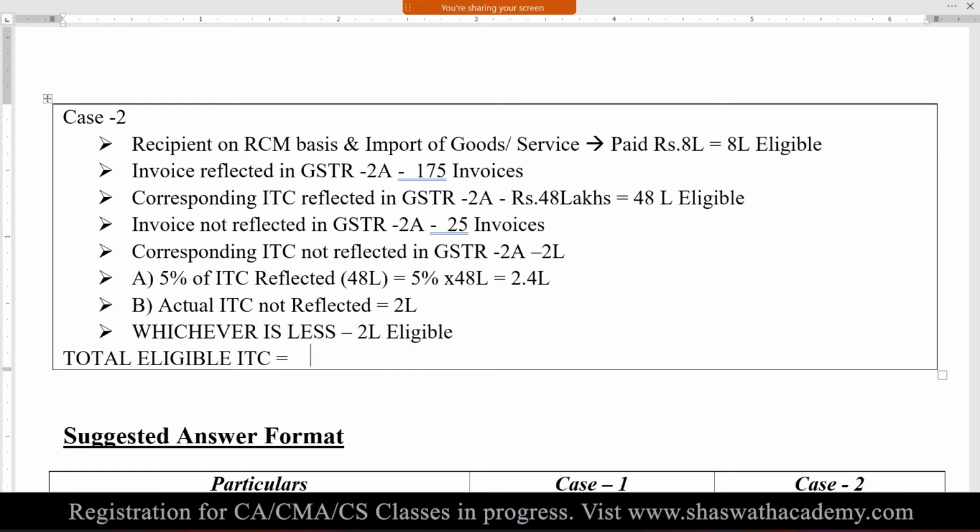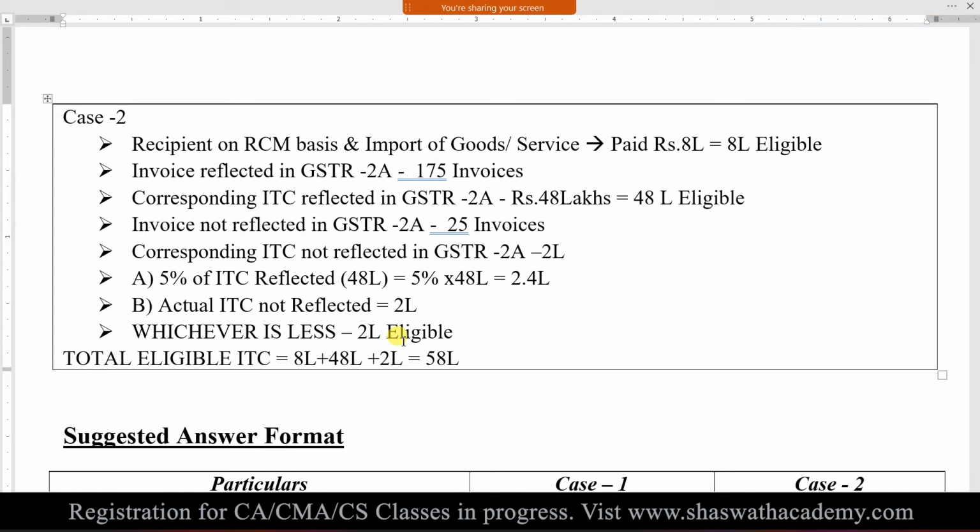So, what is the total eligibility for this month? 8 lakh under RCM plus 48 lakhs in a forward charge mechanism got reflected, plus another 2 lakhs. My dear brothers and sisters, I am entitled here for 58 lakhs. Guys, are you all with me?